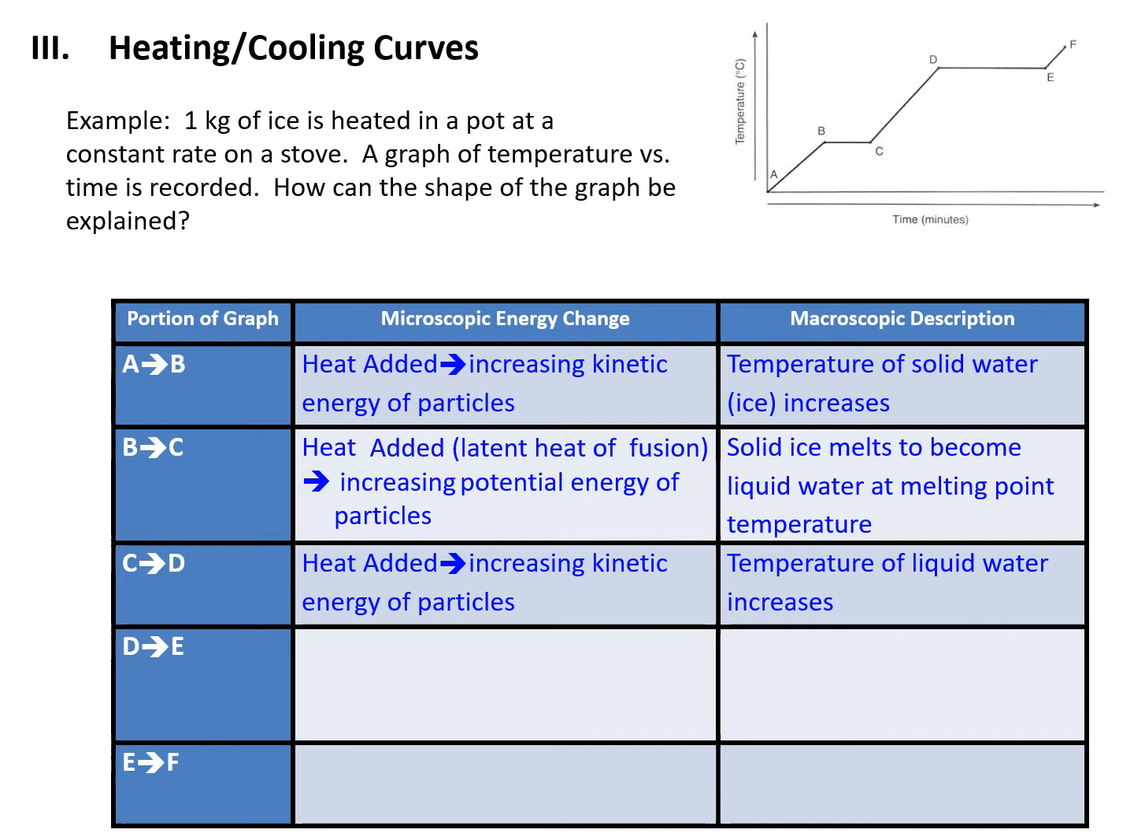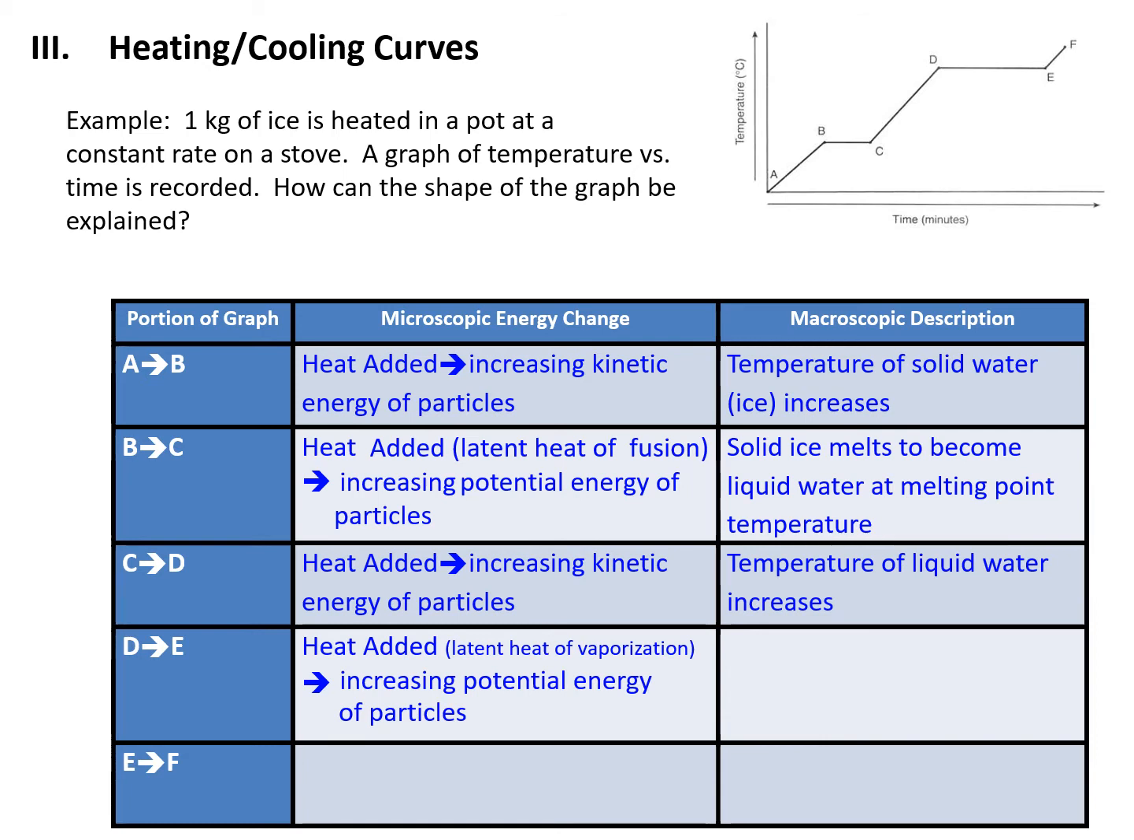When we come to the second flat portion, DE, the same thing happens as in segment BC. We're adding energy in the form of heat, yet the kinetic energy is not changing, and that's why there's no change in temperature. So what's happening to that energy added?